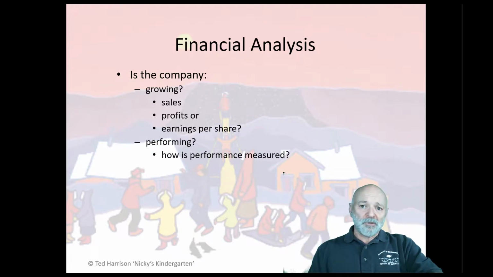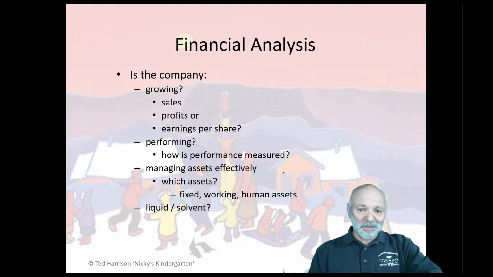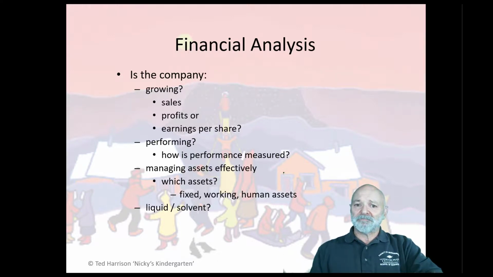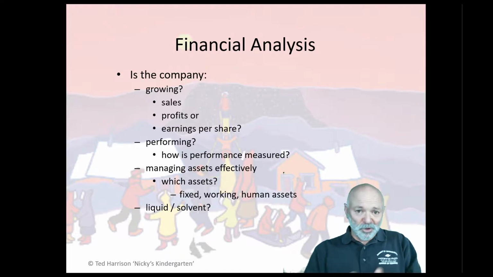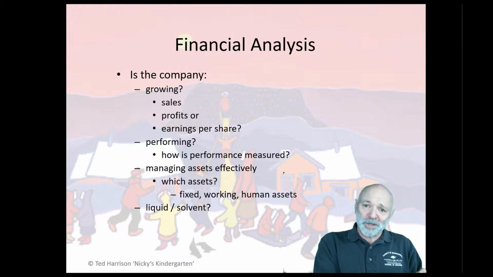How are we measuring the performance? Are we looking at operating profit, the net income? Are we managing the assets, the fixed capital, the working capital, even the human capital that's invested in the business? Is the company solvent? Is it liquid? Is it too liquid? Solvency essentially is a discrete measure. You're solvent or you're insolvent. You can pay your bills or you can't. Liquidity is more of a continuous measure. You can have too much liquidity, you can have too little liquidity, or just the right amount, or be anywhere on that scale.